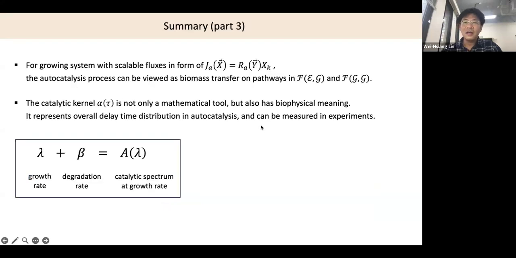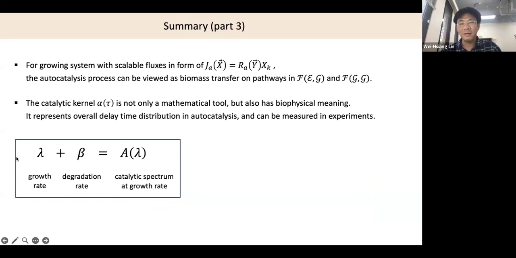So the last part is I briefly show you that if we have a scalable system and we focus on the gatekeeper node, we can construct all the pathways from the environment to the gatekeeper node, and the gatekeeper recycle to the gatekeeper node, and we can write down a DDE by summing up all the pathways. And eventually we have the same formula, which is that the growth rate plus degradation rate will equal the catalytic spectrum at the growth rate.